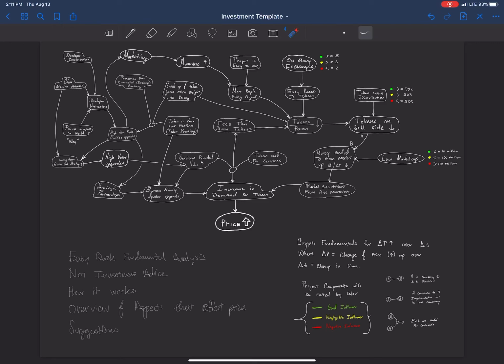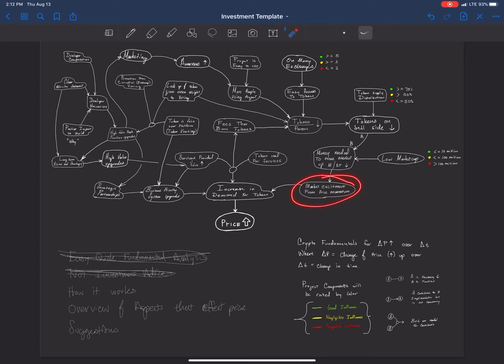So first things first, this is not investment advice. I am not an investment advisor. This is for entertainment purposes only, and this is also for my own records so that I can improve my methodology. Okay, so how this works.